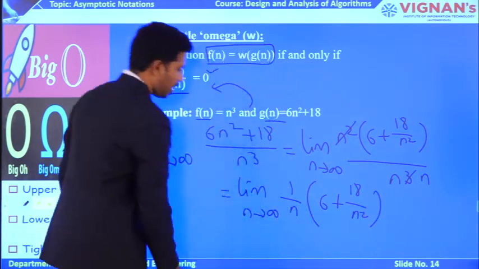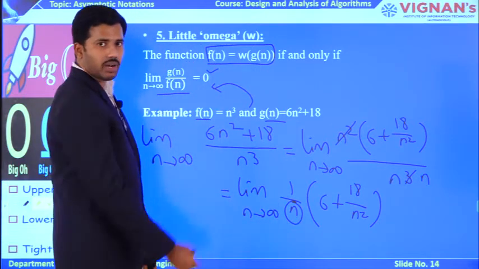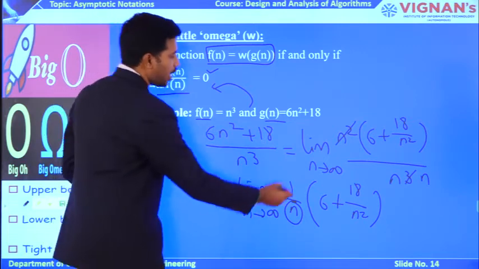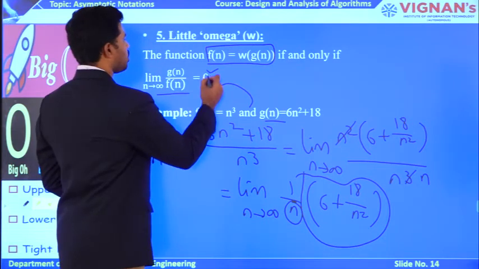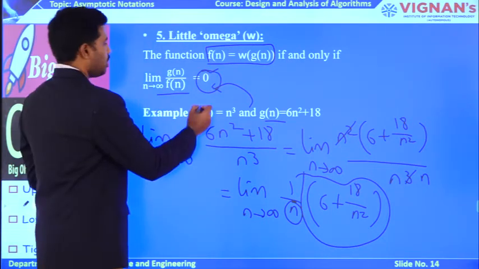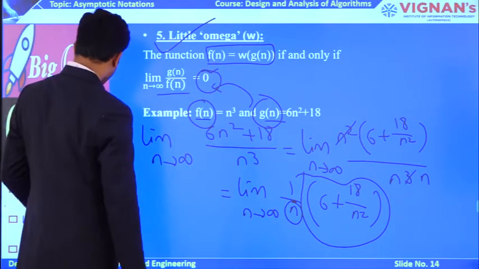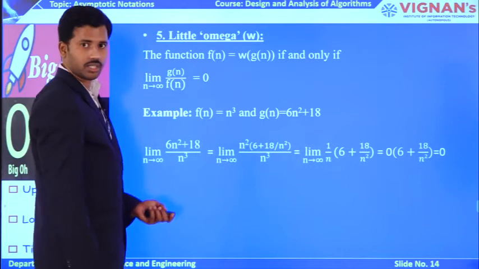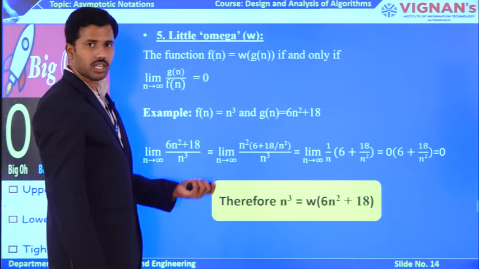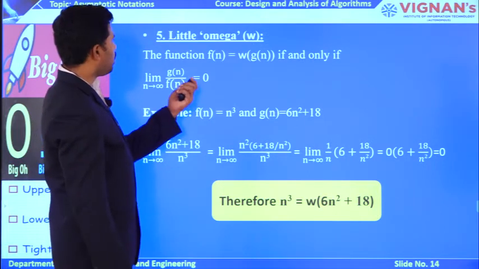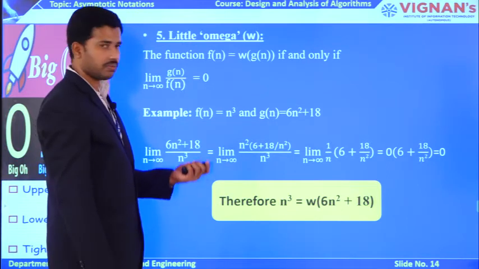square. So now ultimately, like the previous example, you can consider the n value as infinity. So the value for 1 by infinity becomes 0. So 0 into this entire equation becomes 0. So if you get the result as 0, ultimately you can say this f of n as well as g of n has a relation with little omega. Okay. So this is the result. Now therefore I can say that n cube has a relation with little omega of my g of n, which is 6n square plus 18.